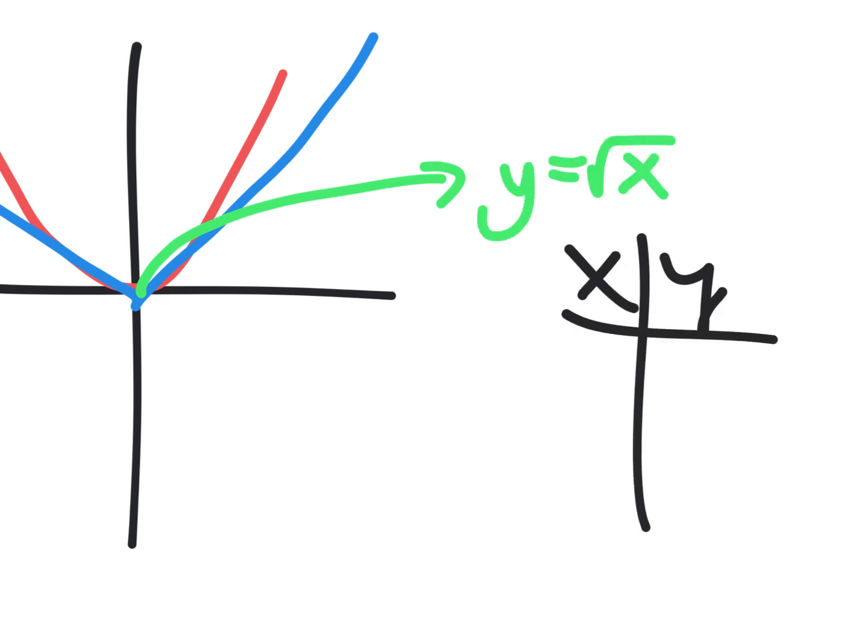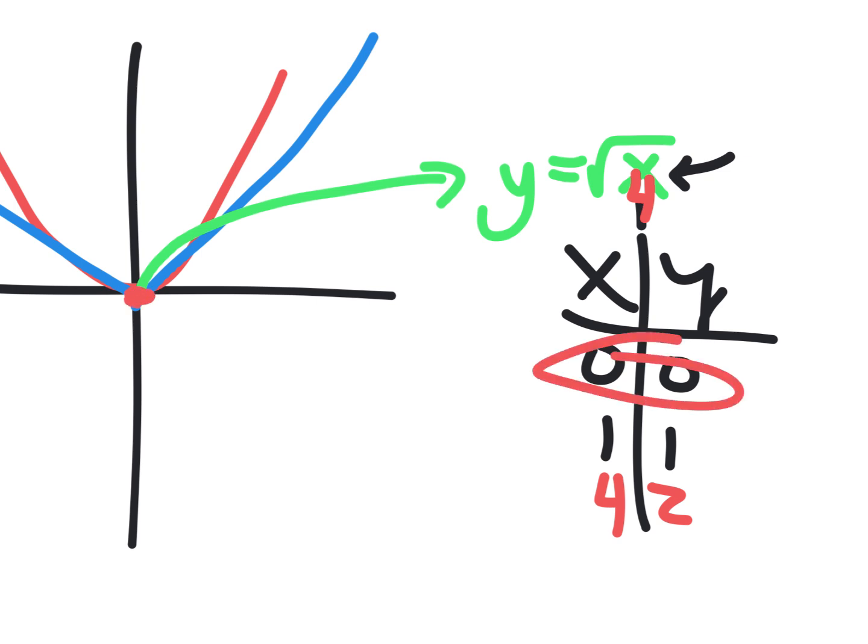XY chart. I put in any numbers I want. Square root of 0, 0. Square root of 1, 1. Square root of 4. Do you remember how to do square roots? What's the square root of 4? 2. There's a button on the calculator to do square roots if you want. But look, I got 3 points. 0, 0. 1, 1. 4, 2.